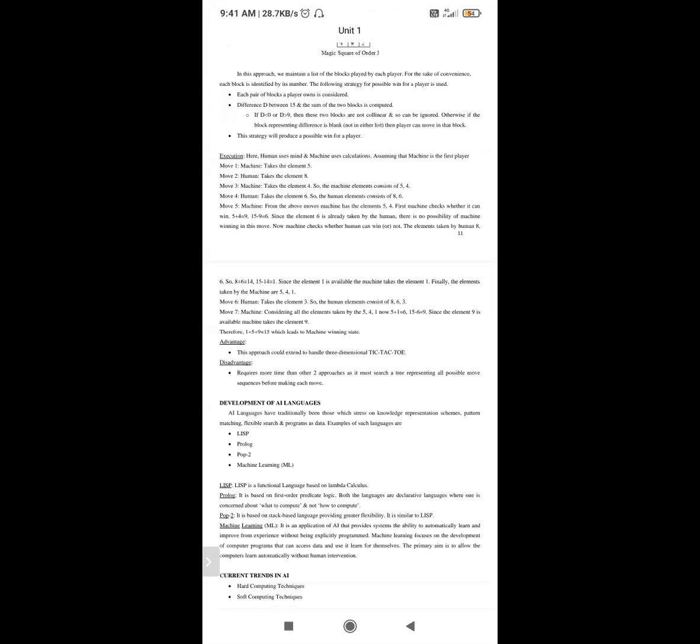Next, the human takes the element 3 here. So the human's elements contain 8, 6, and 3. Now move 7. It considers all the elements taken: 5, 4, 1 are the machine's elements. Now 5 plus 1 equals 6. 15 minus 6 equals 9. So since the element 9 is available, the machine takes the element 9.